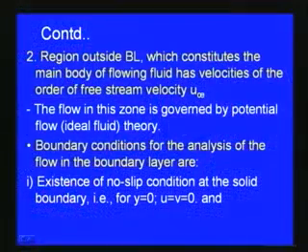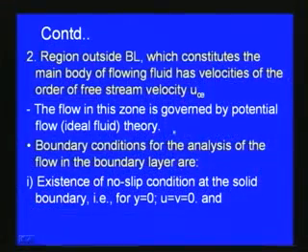the Navier-Stokes equations. Then he defined a second region outside the boundary layer, which constitutes the main body of the flowing fluid and has velocities of the order of the free stream velocity u infinity. So the free stream velocity is coming, and above that is the boundary layer, which he considers a separate region outside the boundary layer. This constitutes the main body of the flowing fluid, with velocities of the order of the free stream velocity u infinity. The flow in this second zone is governed by potential flow or ideal fluid theory, so that we can simplify the problem.